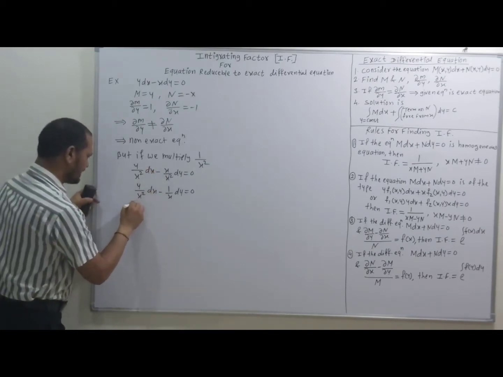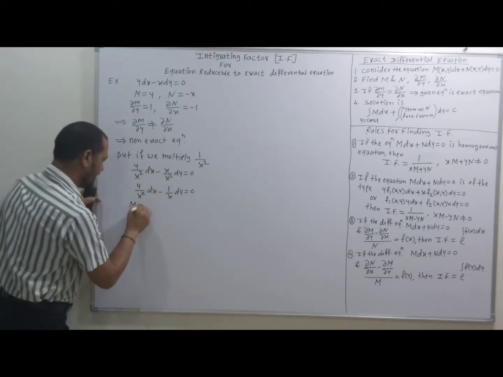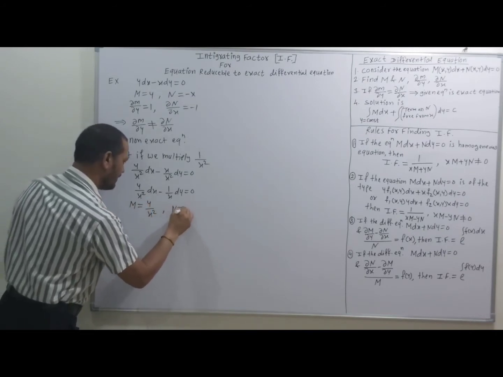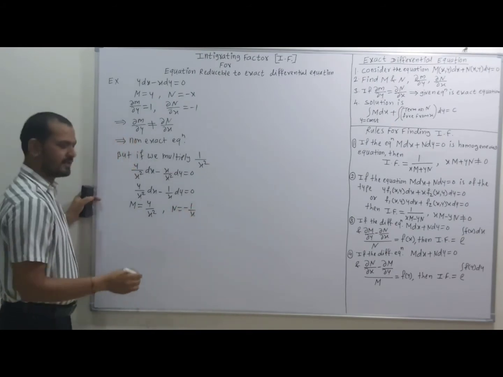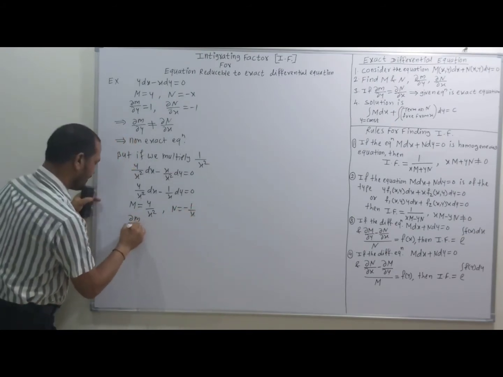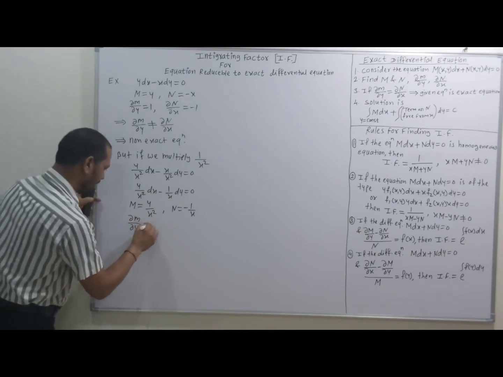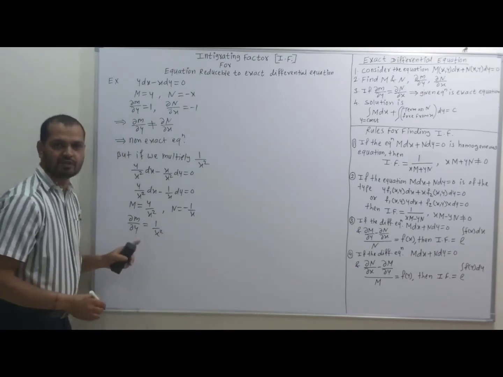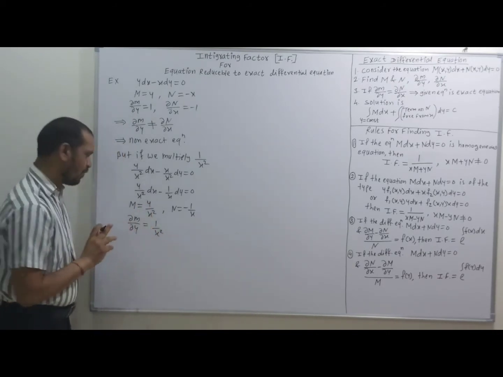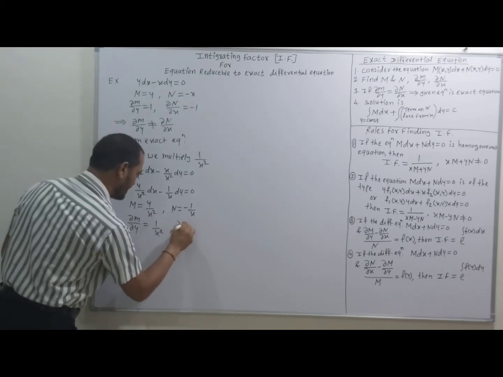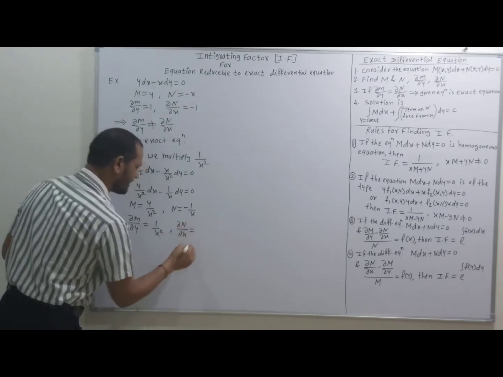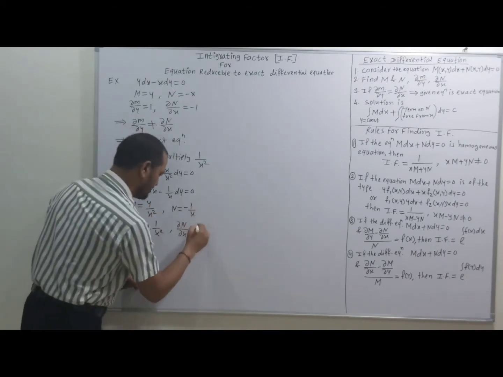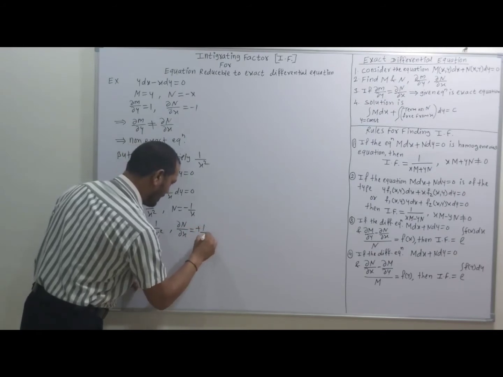Now again, if we check the condition of exactness, then here the value of m is y upon x square, and the value of n is minus 1 upon x. Now find the partial derivative of m with respect to y. Here 1 upon x square is constant, and the derivative of y with respect to y is 1. Similarly, the partial derivative of n with respect to x: the derivative of 1 upon x is minus 1 upon x square. So minus minus becomes plus 1 upon x square.